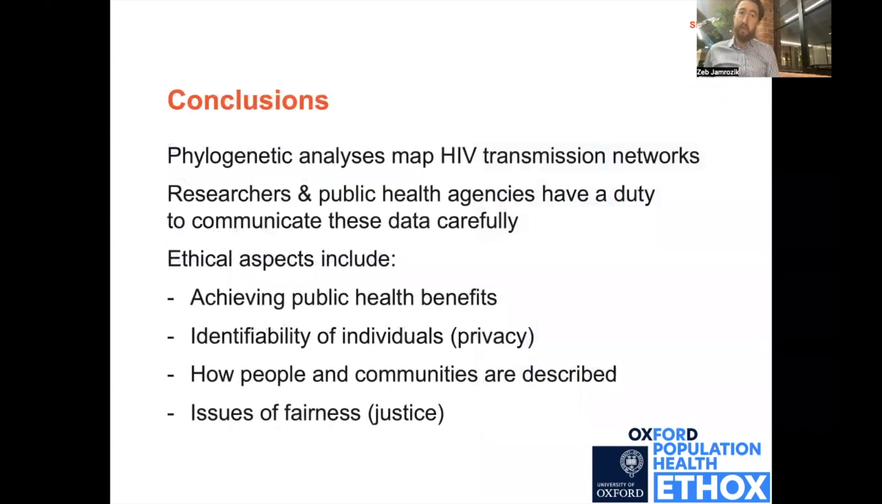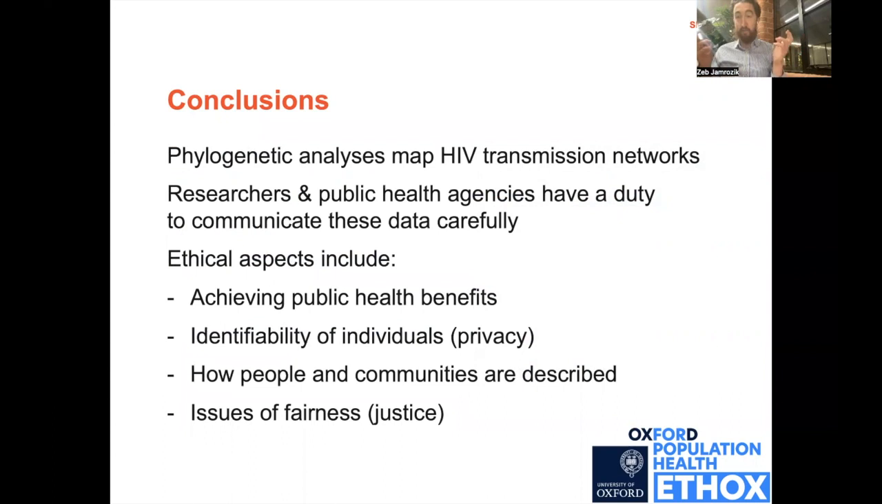So in summary, phylogenetic analyses can give us very precise maps of HIV transmission networks, especially when they're linked to other types of data. Researchers and public health agencies therefore have a duty to communicate these data especially carefully. They're very powerful in terms of their ability to produce benefits.